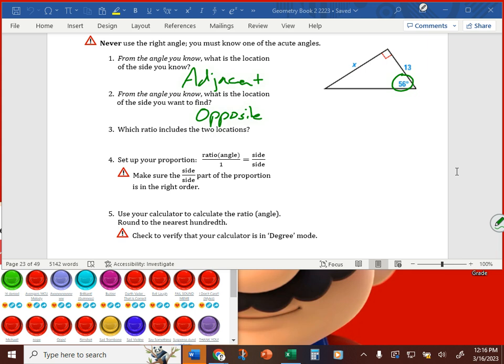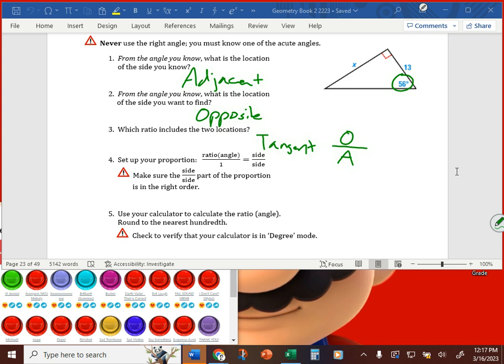And really, the order that you write these words in doesn't make a difference. It's which ratio includes both adjacent and opposite. And we decided that was tangent. But the tangent ratio does have the opposite side as the numerator. So even though we wrote adjacent first, we're still going to put the opposite side as the numerator, because that's how the tangent ratio works.